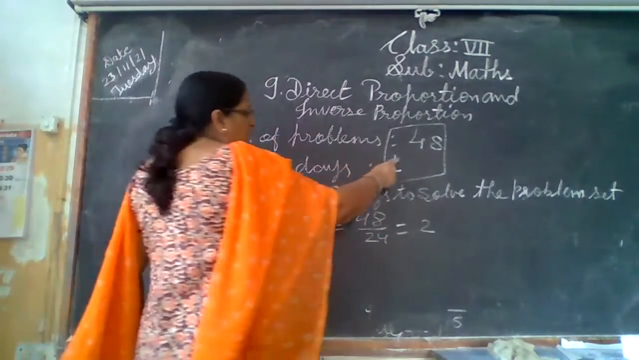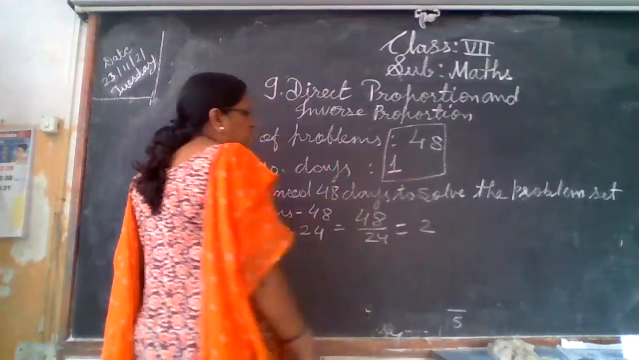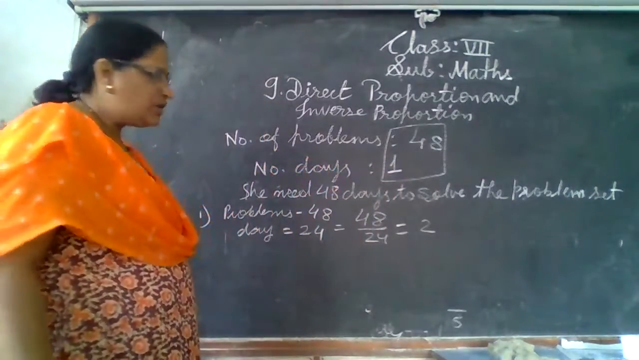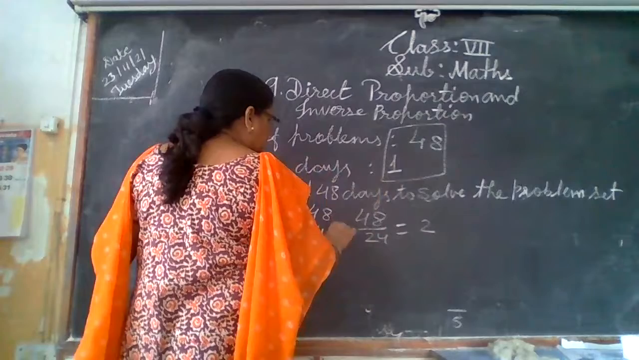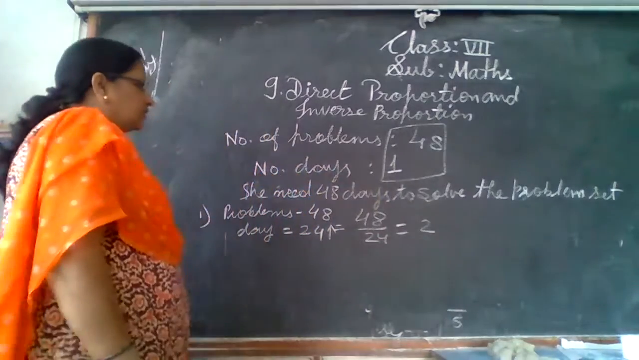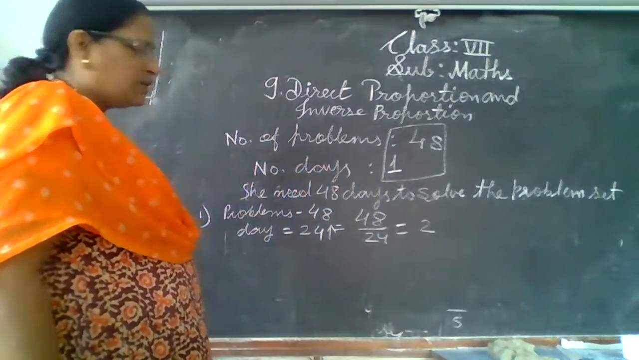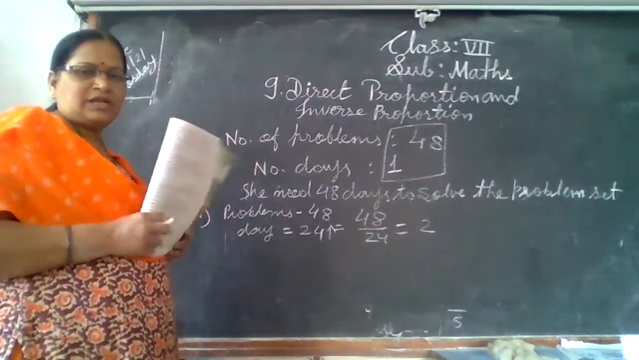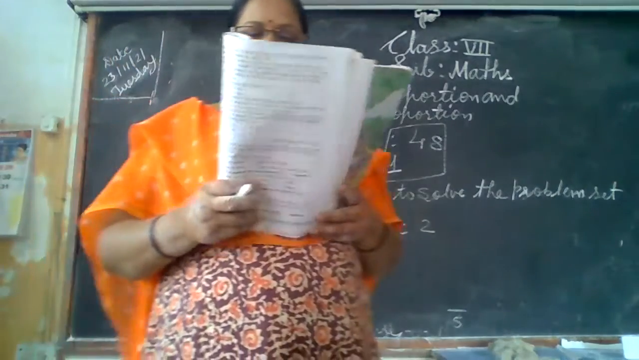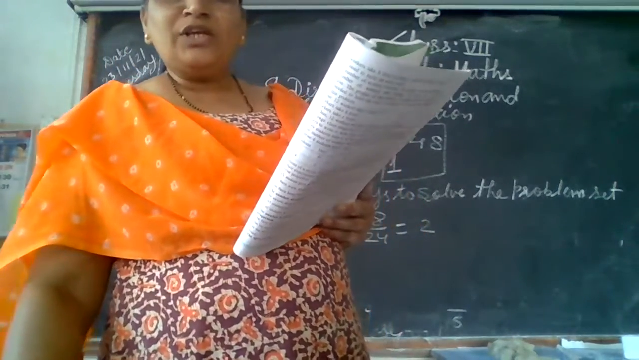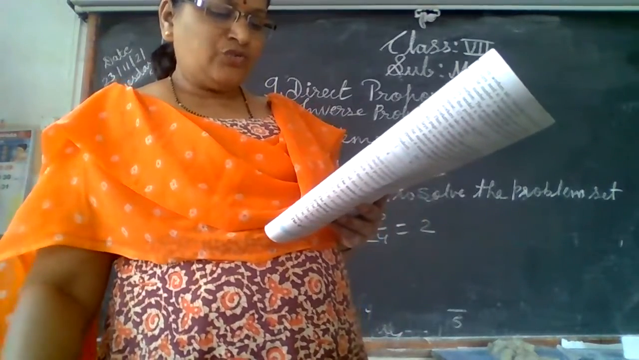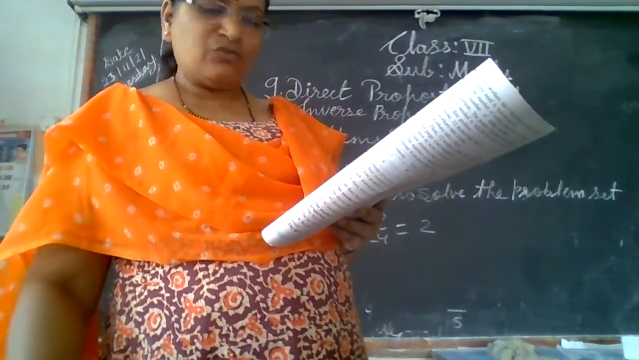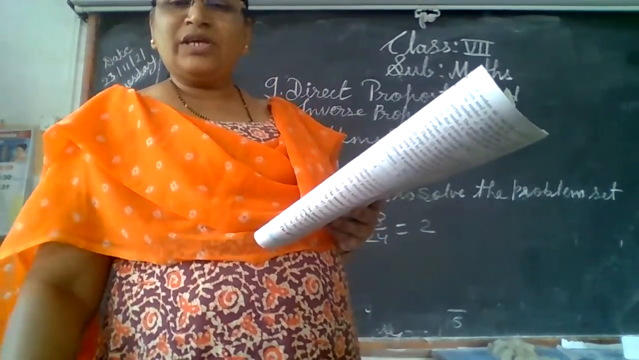So for 48 problems, she is solving only one a day. Here I am increasing. And now you can change these days to 12, 8, 6, 4, and 3.